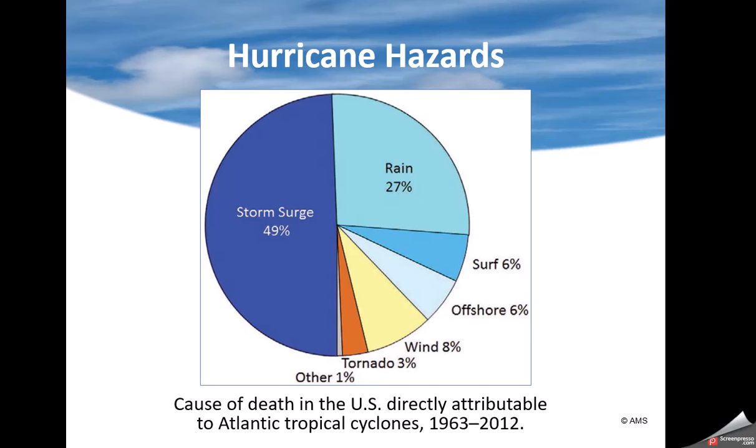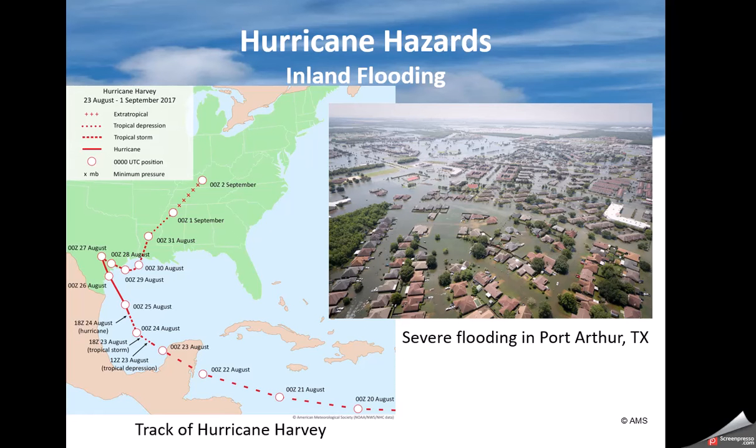Imagine if you were there in a house. You wouldn't stand much of a chance with that kind of a storm surge. And that water is being pushed by 100-and-some-mile-an-hour winds. Flooding is another problem. High surf. Winds, yeah, they can cause some problems. So here you can see the devastation caused by flooding.